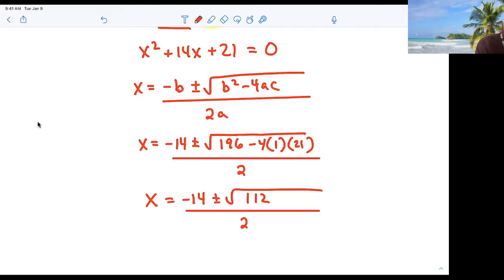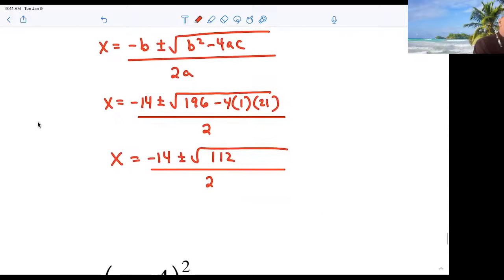Now, 112. Remember what that was? Most people don't know that. But 112 is what? So then it's just 4 radical 7. But I'm just making sure everybody sees 112 is 16 times 7.